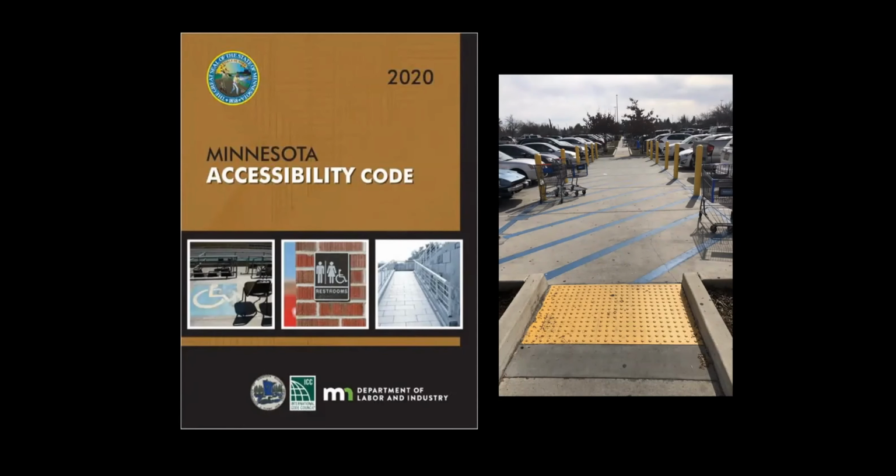The 2020 Minnesota Accessibility Code has the same requirement for boarding platforms, but adds section 406.12, detectable warnings at raised marked crossings. It states that marked crossings that are raised to the same level as the adjoining sidewalk shall be preceded by a detectable warning 24 inches in depth. The detectable warning shall extend the full width of the marked crossing.